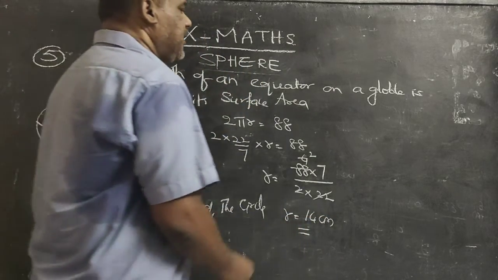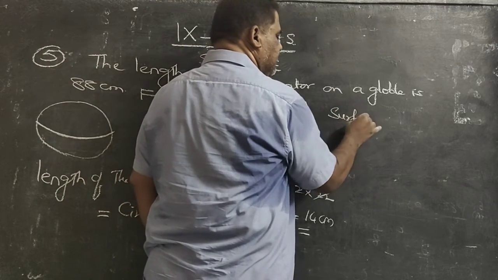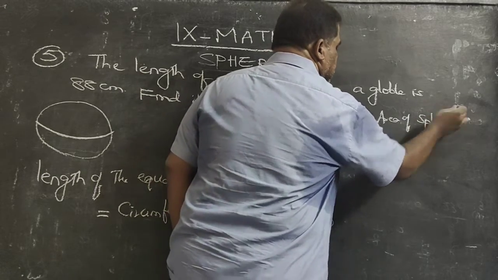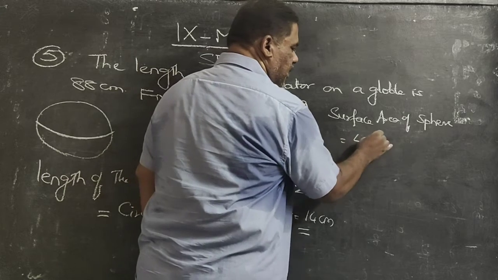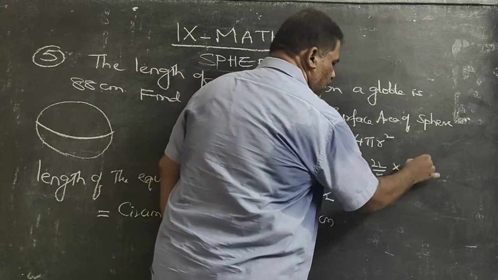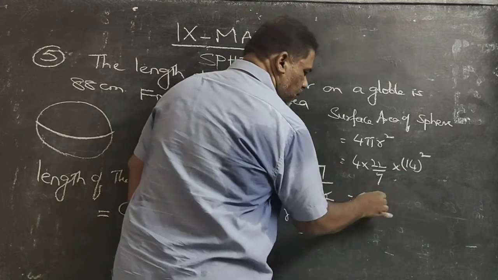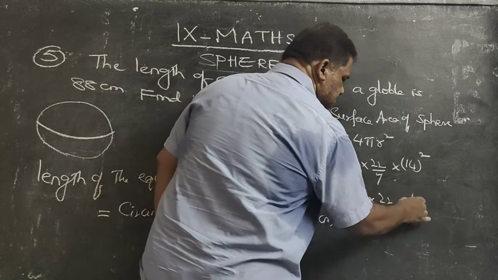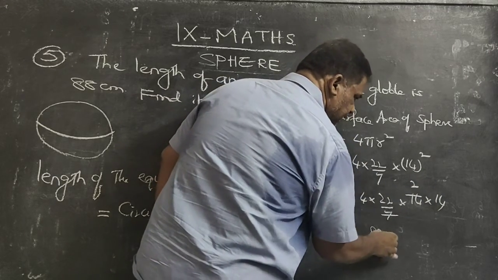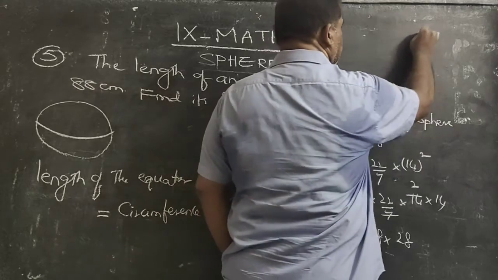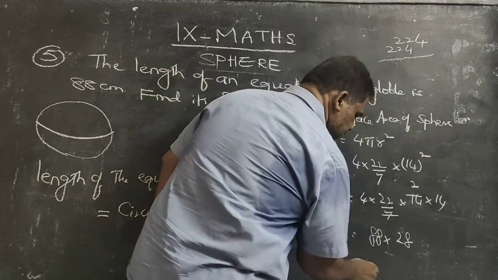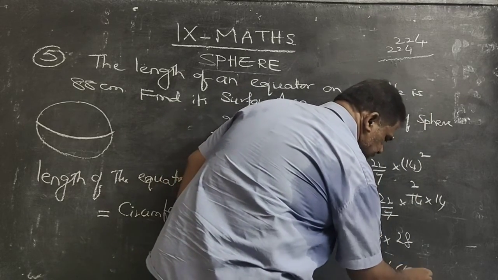After getting the radius of 14 centimeters, now the surface area of the globe, that is the surface area of the sphere. Surface area of the sphere is given by the formula 4 pi r square, 4 into 22 by 7, radius is 14 square. So 4 into 22 by 7, this is 14 into 14, 7 2s are 14, this is 88 into 28. So it is 2464 centimeters square.